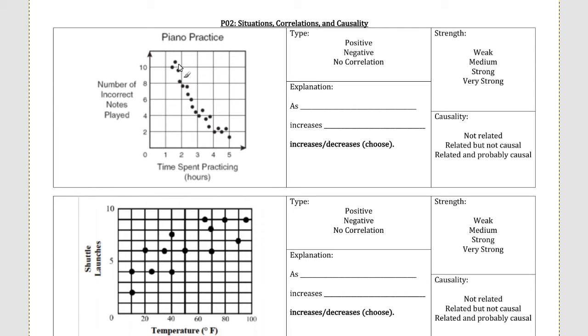So first things first. This is going downwards, so this is a negative correlation. We read from left to right. So as the time spent practicing, I'll put in hours, increases, the number of incorrect notes decreases. As this increases, this decreases.